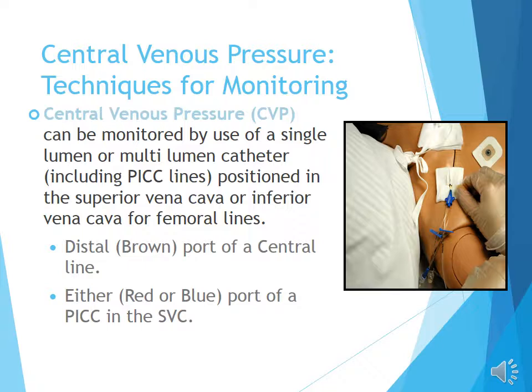Serial or continuous readings provide a method for directly assessing the right heart function and volume status, as well as an indirect method for assessing left heart function. This just shows you that you can monitor it even through a PICC line if you had to, as long as it's positioned in the superior vena cava. Usually you're going to want to use the distal or brown port of your central line. You can use a red or blue line of the PICC as long as it's in the SVC.